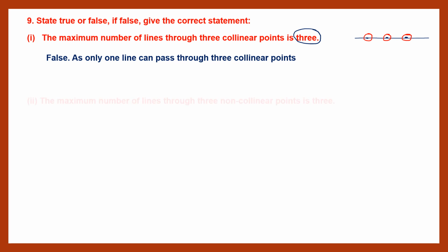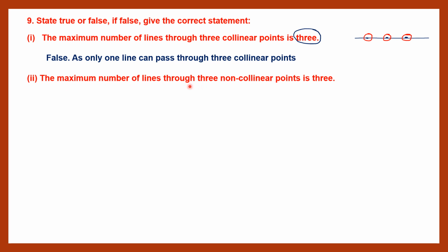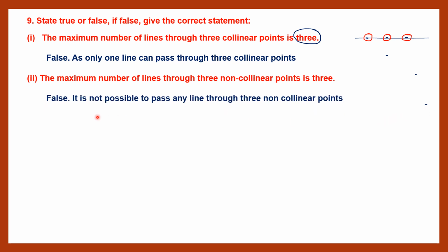Next statement: the maximum number of lines through 3 non-collinear points is 3. These are collinear points because they're lying on the same straight line. So what are non-collinear points? Non-collinear points can be anywhere like that. Here they're saying the maximum number of lines through 3 non-collinear points is 3, and that statement is false, because it is not possible to pass any line through 3 non-collinear points. You'll only get different lines. You can't get 3 straight lines passing through them. So the statement is false.